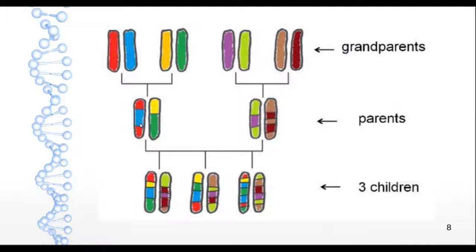So dad is over here. These are his pair of chromosomes. And then these are his parents. So that's his dad and that's his mom. And here's mom. And that's her dad and her mom. As you can see, they're all different colors here.